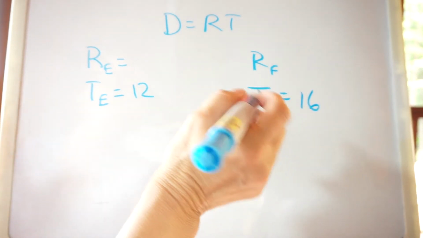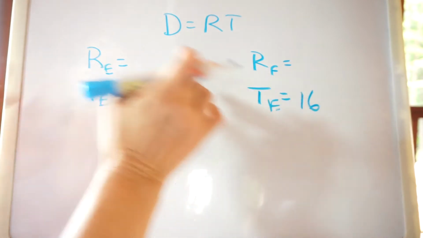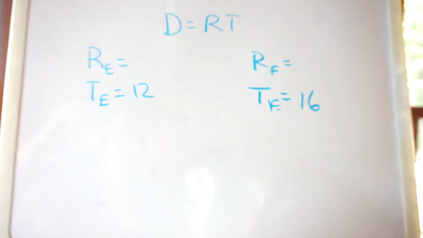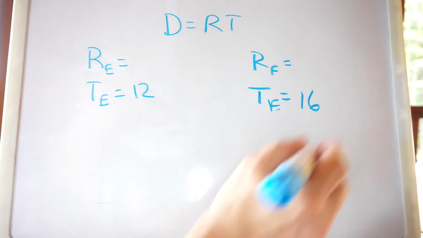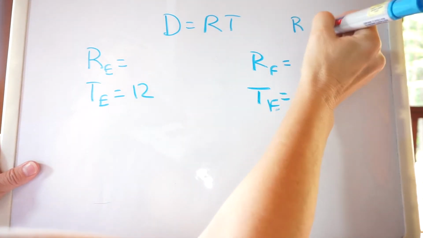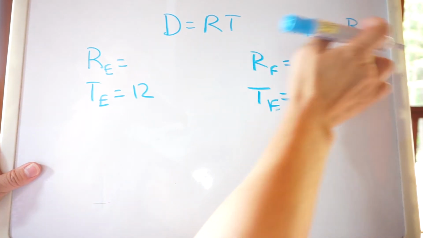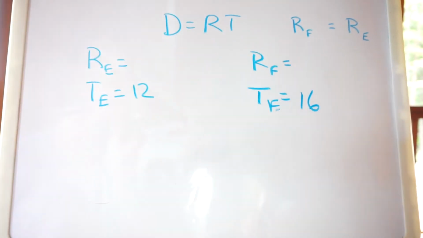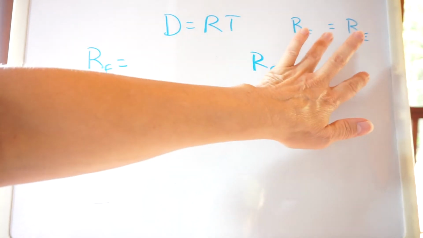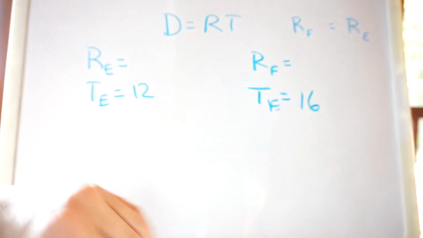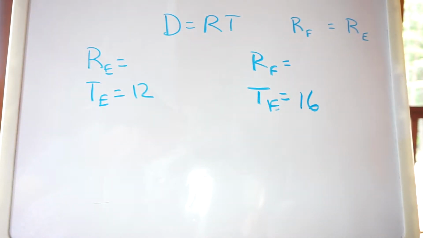So now we need to figure out what we are going to do with these rates to plug some stuff in here. It says the rate of the freight train was 15 kilometers less than the rate of the express train. So we've got the rate of the freight. The way I always start this is I make them equal to each other at first, and then I read the problem again and figure out, do I have to add something to this side or this side to make the statement true?